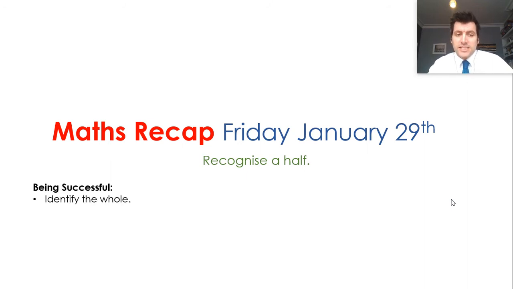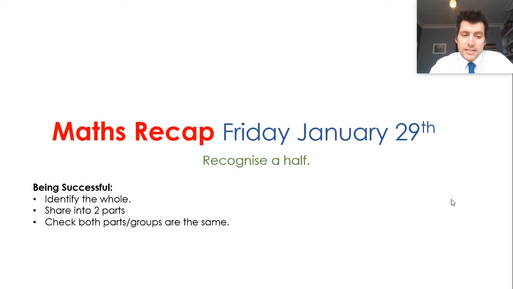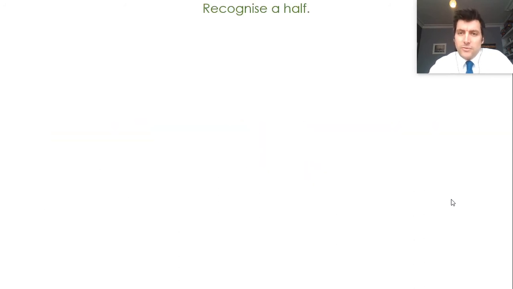numbers. So to be successful, we'll identify what a whole would be. We'll share it into two parts and we'll check both parts are the same. And finally, that should allow us to identify what a half is. So we're recognising a half within our learning today.